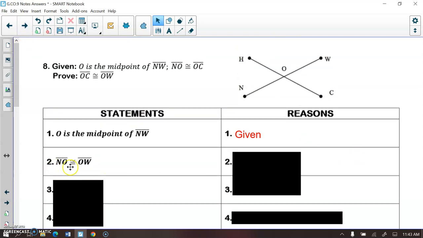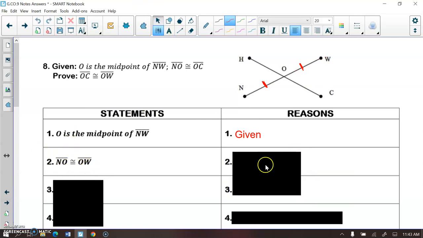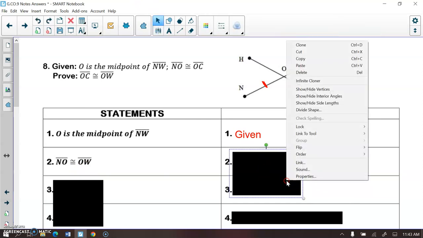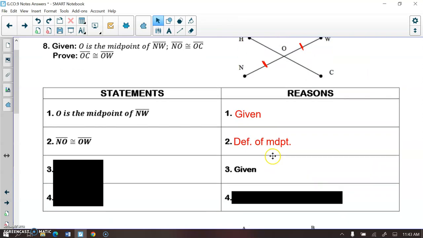Now it says NO and OW are congruent, which is something we're not given, but we were given that O is the midpoint of NW, so logically flowing with that statement, that would mean NO and OW are congruent, which is exactly what we said in step 2. That is the definition of a midpoint. And remember, I abbreviated that. Your next step is something that's given to you, so that's our second given.